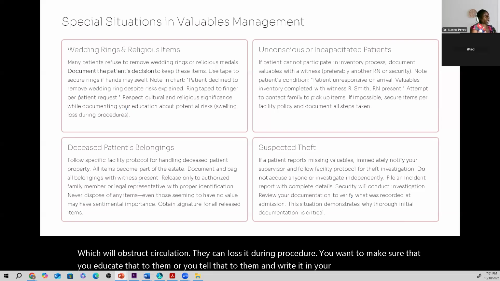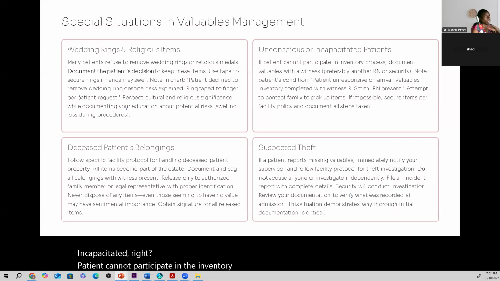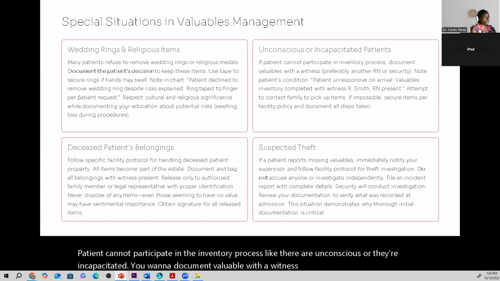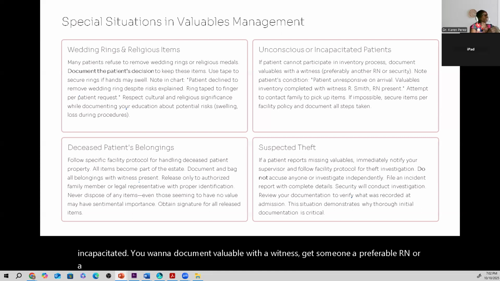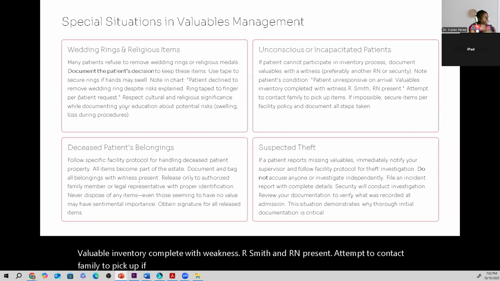Unconscious or incapacitated patients. If the patient cannot participate in the inventory process because they are unconscious or incapacitated, you want to document valuables with a witness. Get someone, preferably an RN or security, and note the patient's condition. For example: patient unresponsive on arrival, valuables inventory completed with witness Smith and RN present. Attempt to contact family to pick up the items if possible. So you want to put those in.